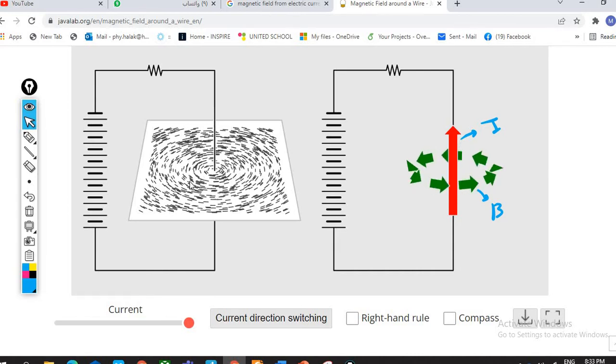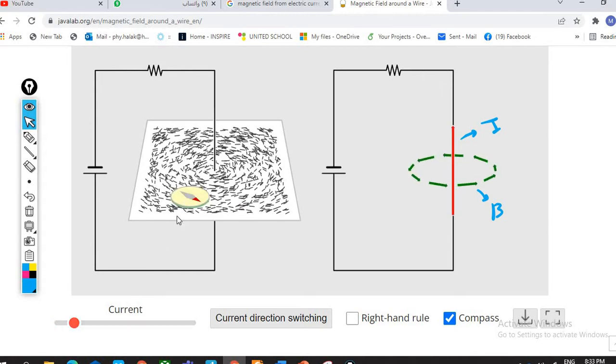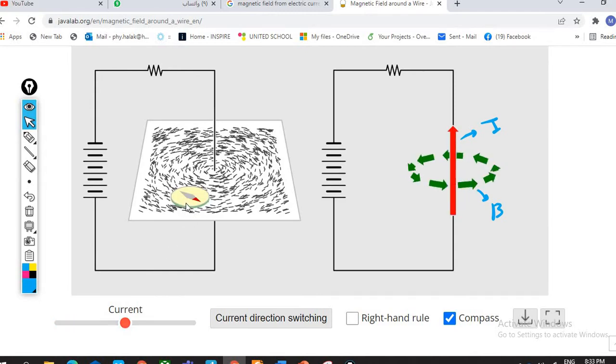So as we can see, the lines of the magnetic field are circles around the wire, similar to these green lines. Or we can use the compass. Now if we have no magnetic field and you put the compass here, it will not be affected by anything. But if we add the compass and there is a magnetic field, we can see that the compass will take the direction of the magnetic field at the specific point.